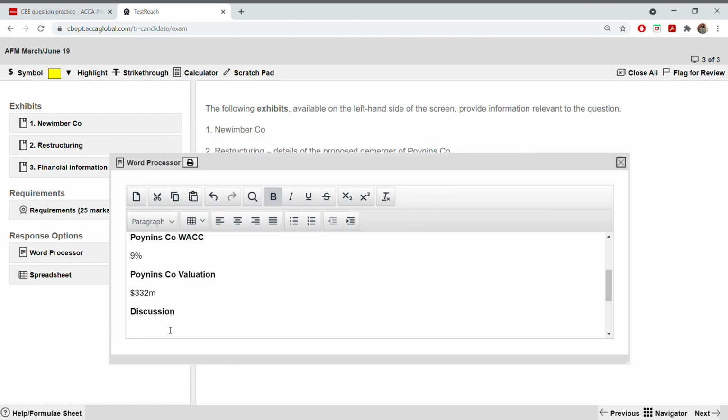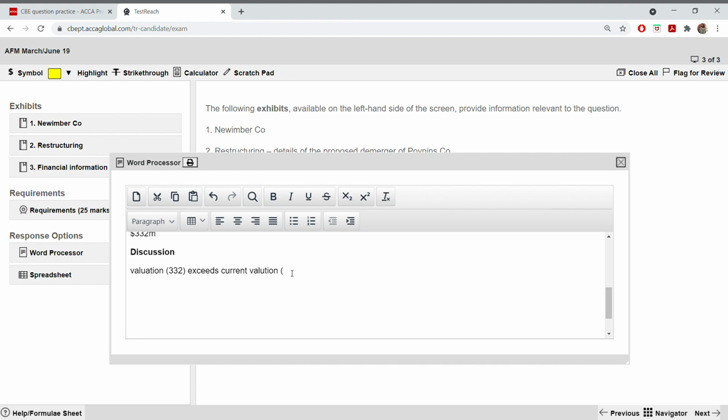Valuation exceeds current valuation. I'm just writing some points for you, but you need to write it in sentences. For that, you need to actually read the answer. I cannot help you on that. So valuation exceeds current valuation. Why? What is the valuation? I'm just going to write it here in brackets. The valuation was 332 based on the free cash flow. But what is the current valuation?